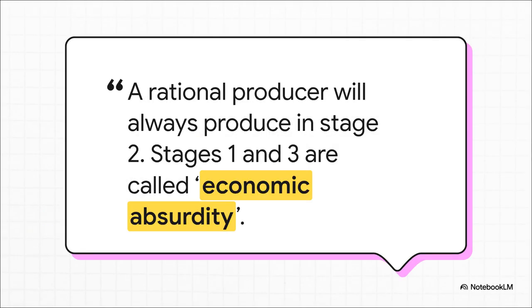So here's the bottom line. A smart, rational business owner is never going to operate in stage one. Because why would you stop when you could still get even more efficient? And they are absolutely not going to be in stage three, where you're basically paying someone to mess things up and reduce your output. The only logical place to be is right there in stage two.